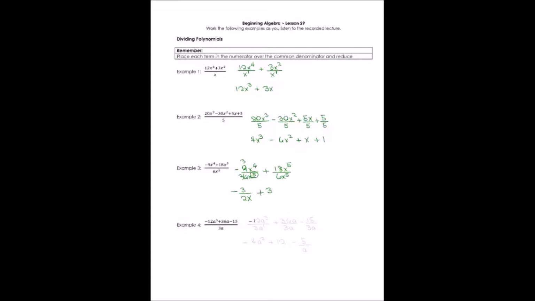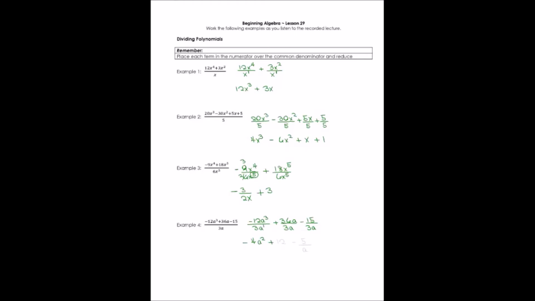Example 4, negative 12a cubed over 3a plus 36a over 3a minus 15 over 3a. Simplify the first term. It's still going to be negative. There's only one negative, but I say 12 divided by 3 gives me 4. A to the third divided by a to the 1. I subtract, and with a squared, it stays in the numerator. Just a 1 in the denominator. I don't have to write that.